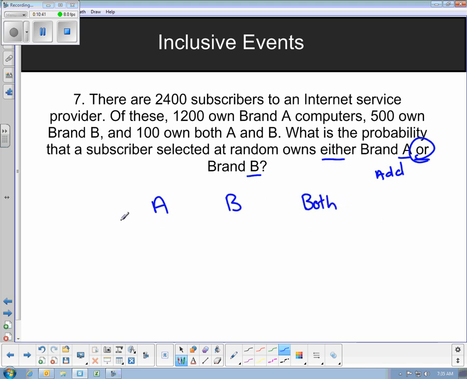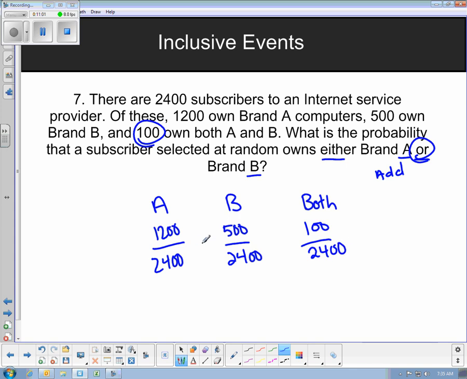So for brand A I have 1,200 divided by 2,400. Brand B, there's 500 divided by 2,400. And the both, there's 100 divided by 2,400. So I need to put the brand A and B together, but now I need to subtract away the both because those people were counted twice. So I got to take them away. I'm going to let you go ahead and finish off this probability question on your own, and I will drop us down to example 8 and get you started there.